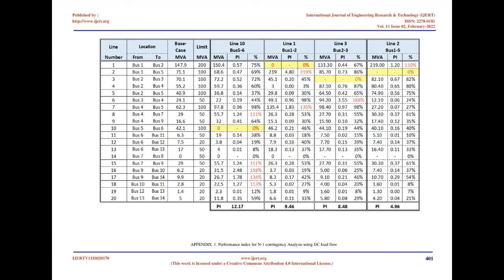Finally, for bus 4, line 10 outage will reduce the voltage tolerance to less than 6% at 100 MW power transfer, as shown in figure 8. Figure 8. PV curves for bus 4 and the highest PI contingency.